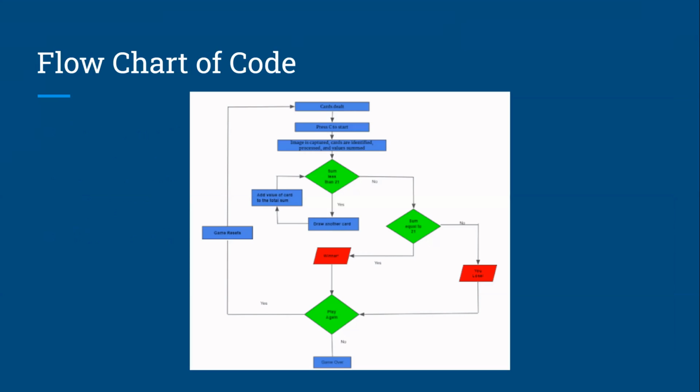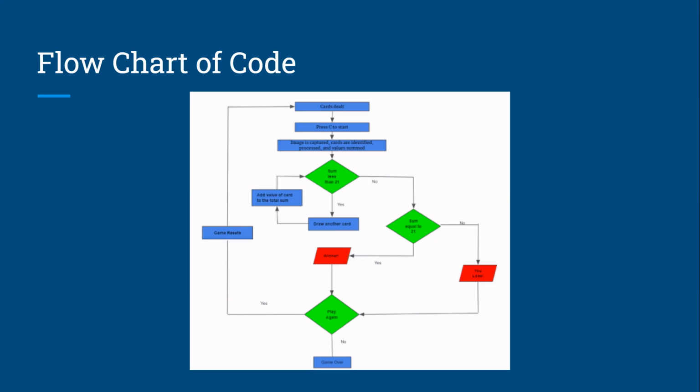So this is a flow chart of our program. So essentially, step by step of how it works. So the cards would be dealt. The user would press C to capture an image of the cards. And then once that image is captured, it will process it and threshold it to find the contours of the card. And then if the sum is less than 21, it will ask the user if they want to play again, or if they want to hit, actually.